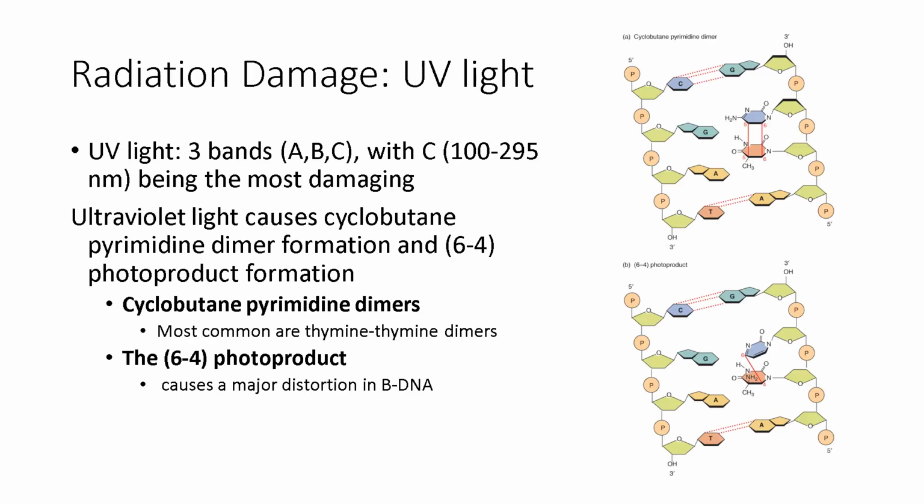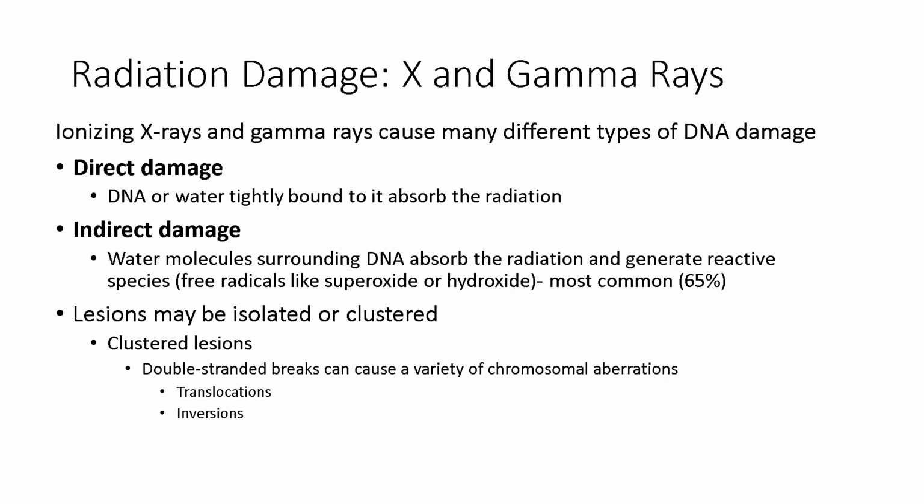Ultraviolet light is divided into three bands, A, B, and C, with UVC being the most energetic and damaging to DNA. Exposure to UV light can result in the formation of cyclobutane pyrimidine dimers, primarily between adjacent thymine bases, as well as 6-4 photoproducts. Both lesions distort the helical structure of DNA and block normal replication and transcription if not repaired. X-rays and gamma rays are forms of ionizing radiation that can damage DNA both directly and indirectly.